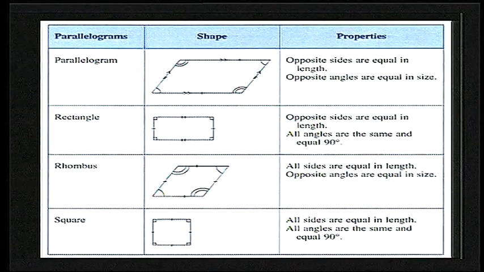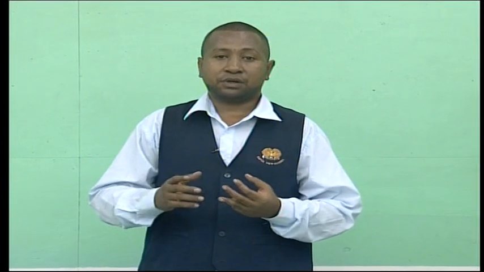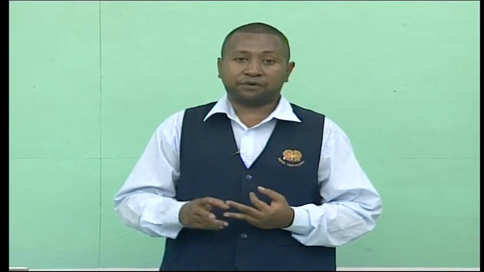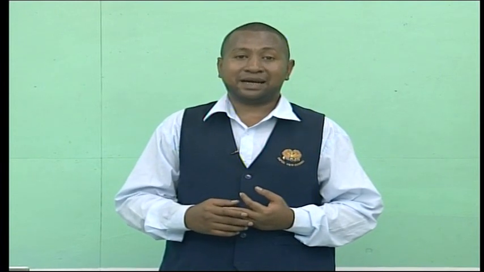Okay, 7s and receiving students, let's look at other quadrilaterals. We said quadrilaterals are divided into 2 groups. The first group are the parallelograms, which I've shown you. There are 4 of them. And the second group are known as the other quadrilaterals. Let's look at the other quadrilaterals now.